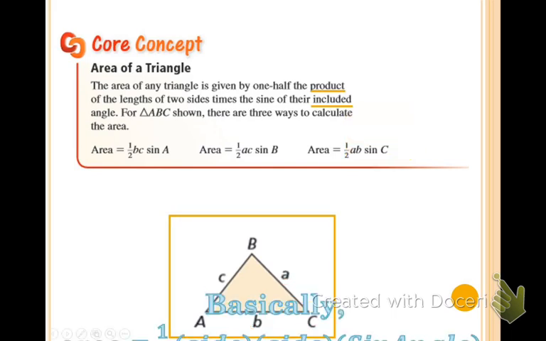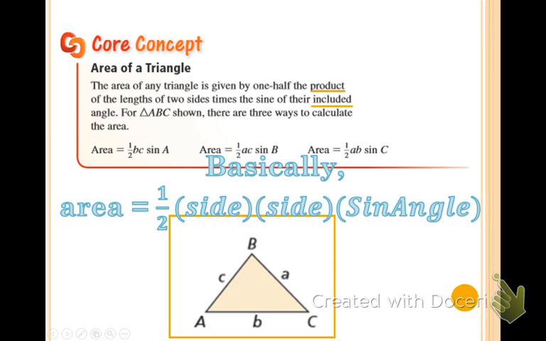So here is what the formula is in a dumbed down version. It's 1/2 times the side you're given, times the other side, and sine of the angle you're given. So if you would like to write this down, I would. If you want to memorize the 3 different formulas, you can do that as well. The 1/2 is the same as the area formula for a regular triangle, times the side, times sine of an angle.